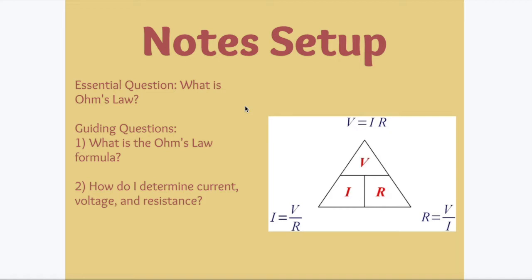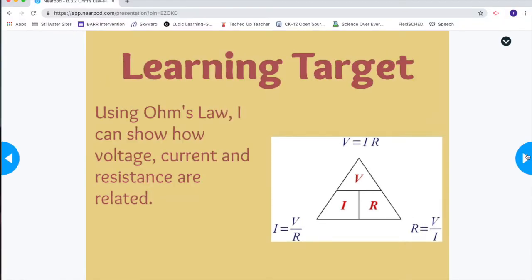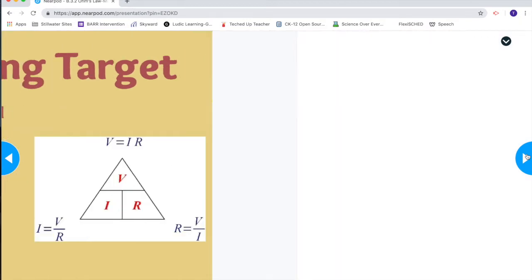You should go ahead and set up your notes. Our essential question for today is, what is Ohm's Law? We have two guiding questions today. What is the Ohm's Law formula, and how do I determine current, voltage, and resistance? You will see on here as well that I have a formula triangle for Ohm's Law. So if you want to save yourself a little bit of time, go ahead and put that in your notes as well as you are doing the setup. All right, our learning target today is using Ohm's Law, I can show how voltage, current, and resistance are related.